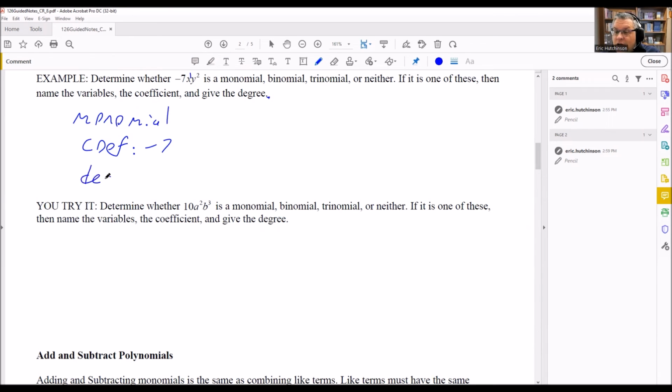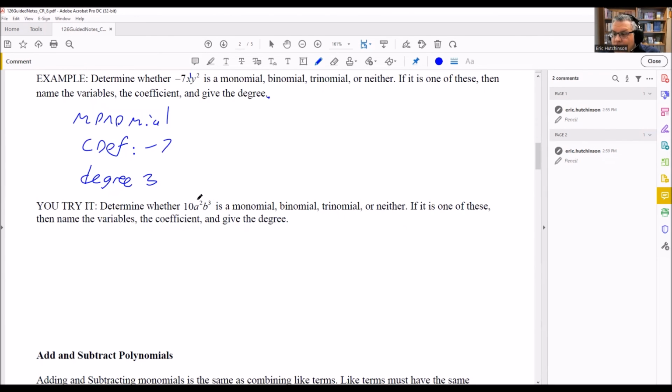For the degree, we need to add the two exponents together. So we have 1 and 2. So this is going to be a degree 3 monomial. So we just add the two exponents together. That's how you find a degree if you have more than one variable. Let's do another one of those.